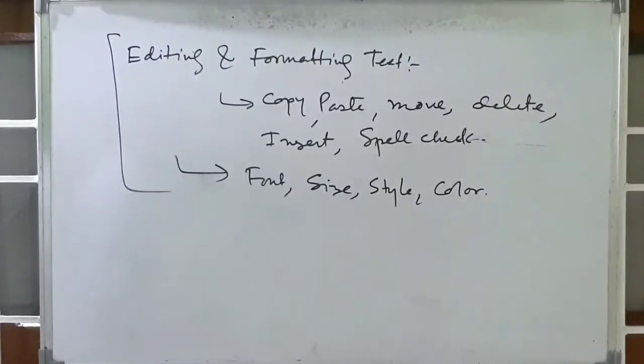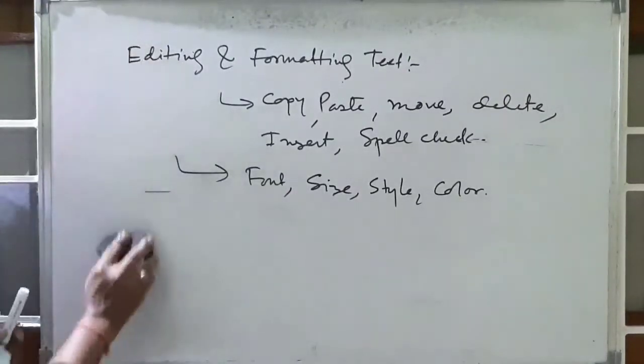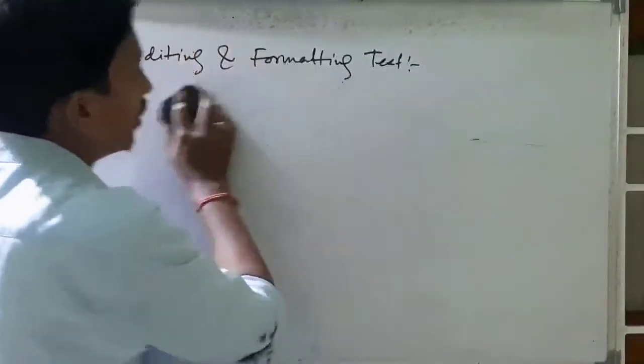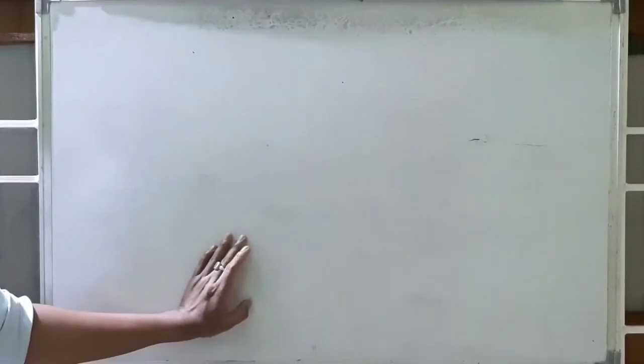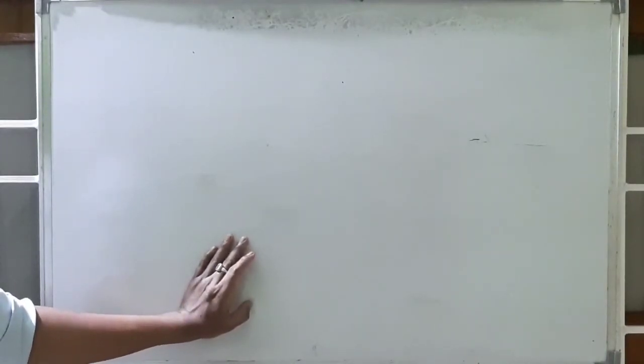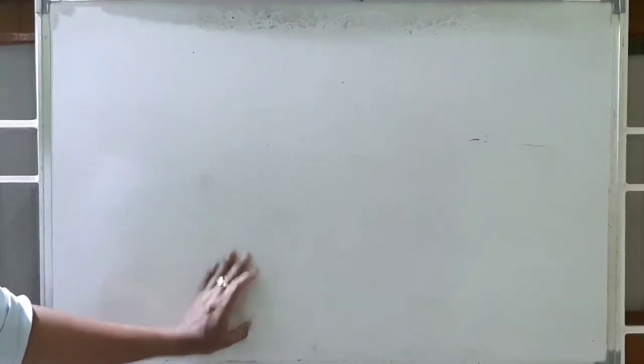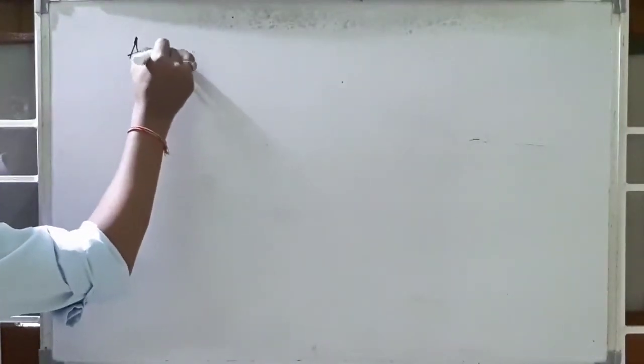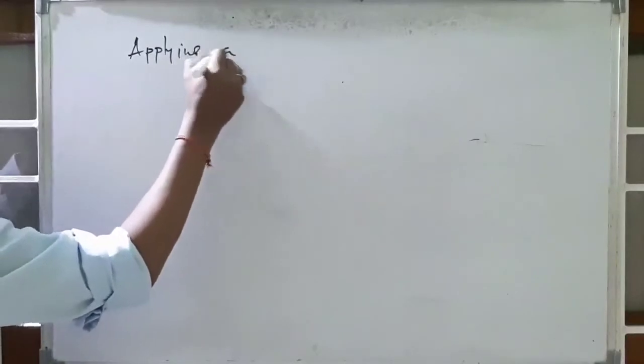Now, the next thing is applying a theme. The theme was already discussed in the previous chapters. What is a theme? A theme is a unique set of colors, fonts and effects that can quickly change the look of an entire slideshow. So you can quickly change the look of the entire slideshow with the help of a theme. Now, how do you apply a theme?